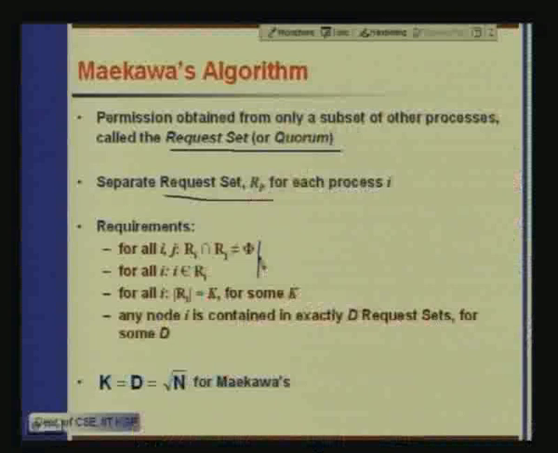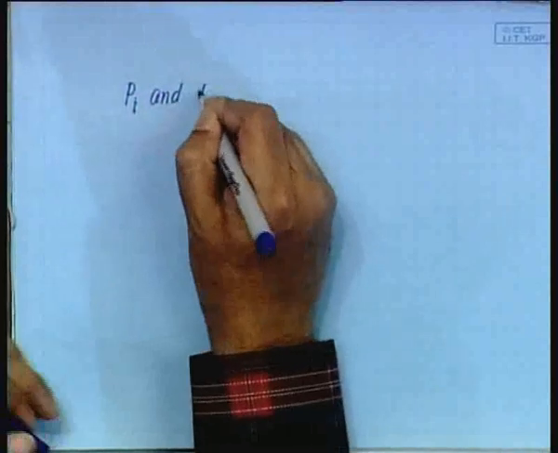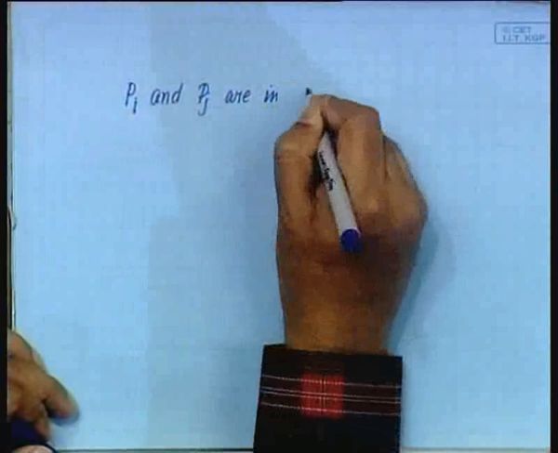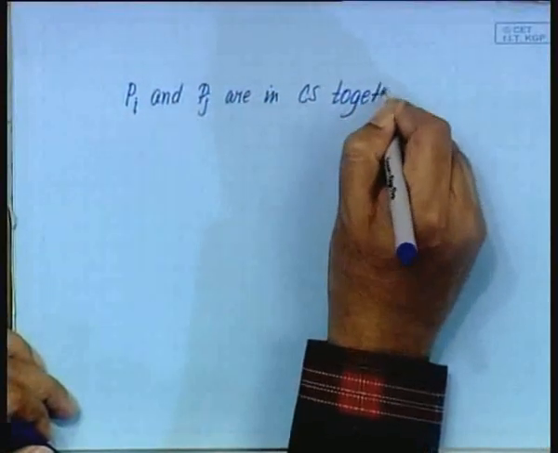Okay. Now, given that that is the case, what the algorithm will do is that we will take permission from each member. A process Pi will take permission from each member of its request set, right. When it gets permission from all members of its request set, it will enter the critical section. Mutual exclusion is automatically guaranteed. Why? Because assume that two processes Pi and Pj are in the critical section at the same time. Pi and Pj are in CS together. We will show that this cannot happen.